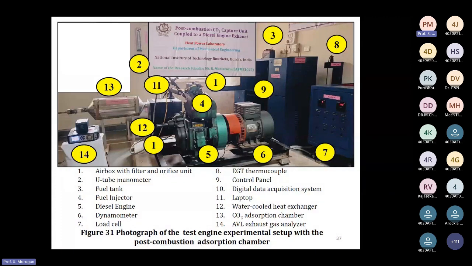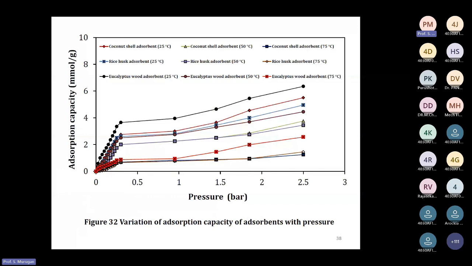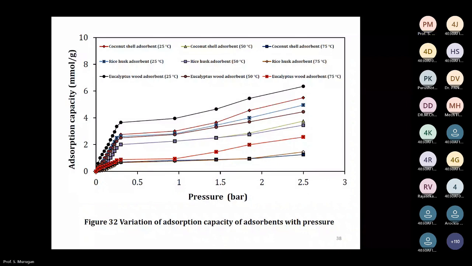Of course, before we conducted the experiments, we also studied the absorption capacity of each and every activated carbon material at 20 and 75 Celsius as well. What is their absorption capacity in millimoles per gram, that we measured and plotted here.